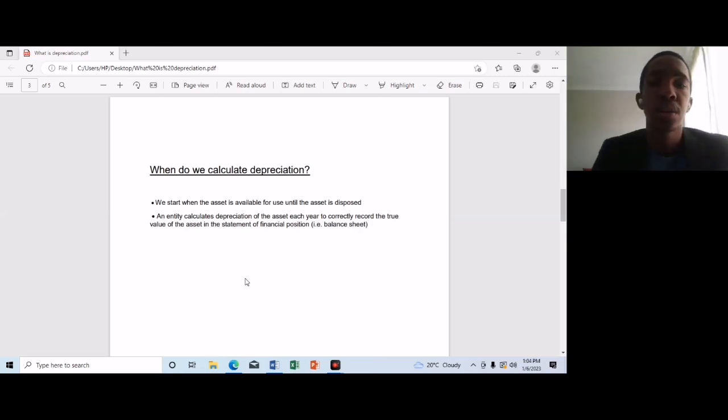Okay, so when do we calculate depreciation? We start as soon as the asset is available for use, and all the way until the asset is disposed of, or we exchange it for another asset, or we sell the asset, or it's completely used up. Available for use is when the asset has been brought to the location where it's going to be used, or is in a condition that it can be used. So we start at the date when those criteria are met. We also calculate depreciation each year, and we record the net value of the asset in the statement of financial position at the end of the financial year. We can also calculate depreciation on a monthly basis as well.